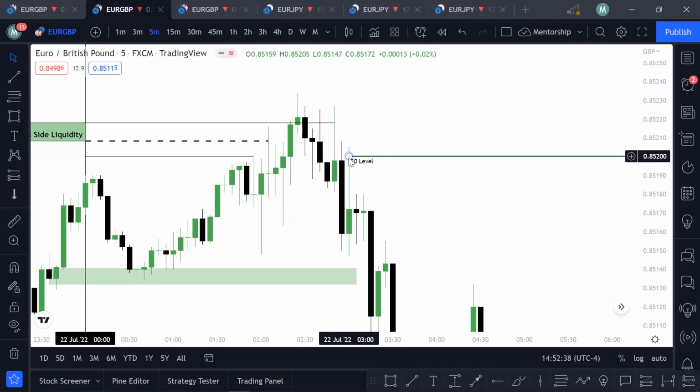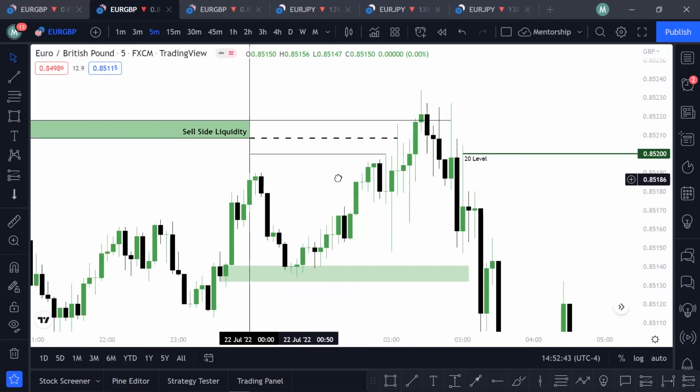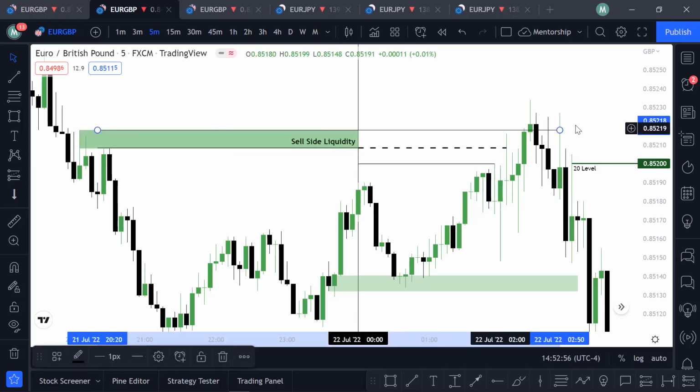This is a 15 minutes time frame. Sorry, this is a 5 minutes time frame. We see that price had to come and trade above these highs here. Okay, you see these highs, relative equal highs. Price had to come for this high as well. That is the line that I put here.